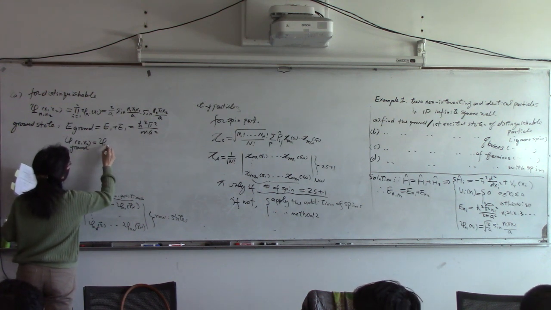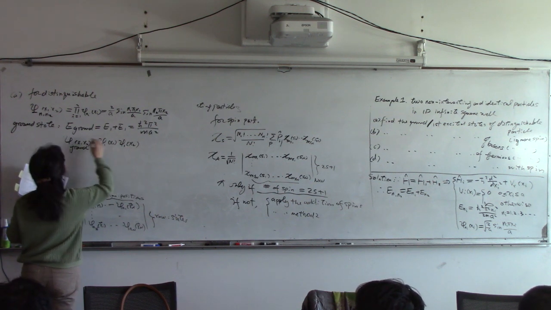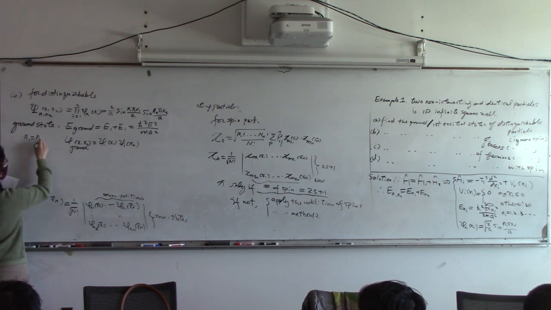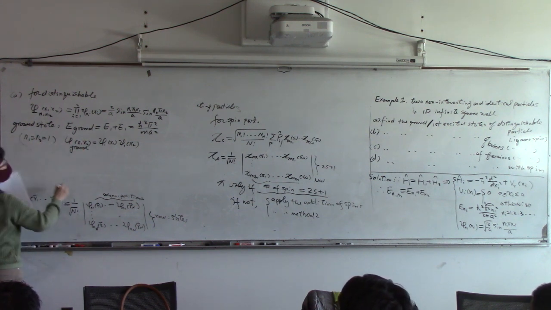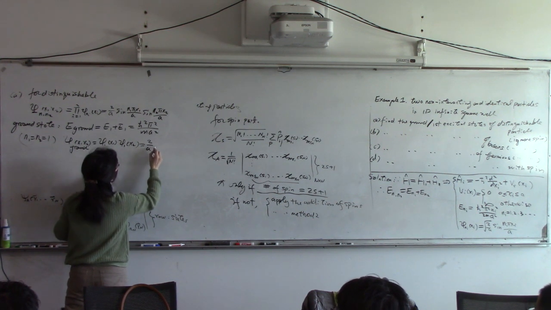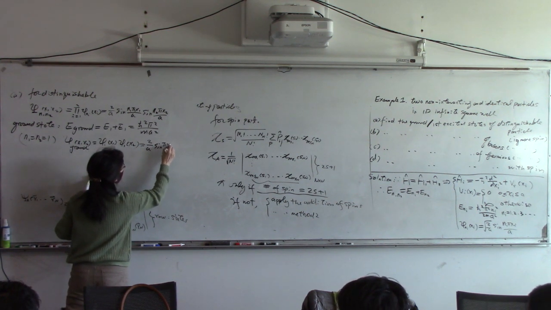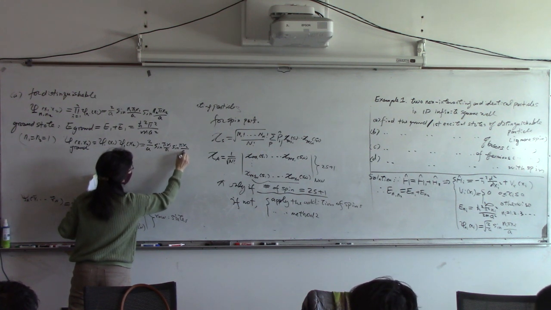sin 1, x1, sin 1, x2, right? That means n1 equals n2 equals 1. That's the ground state for this case. And you can see here, if this is 1, then that is 2 over a, sin(πx1/a) sin(πx2/a).